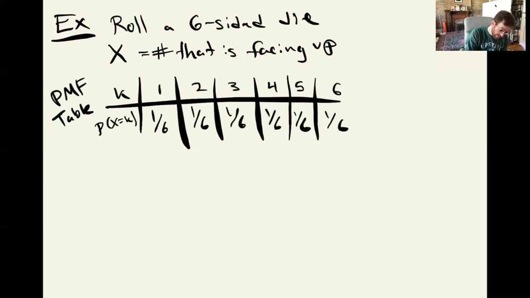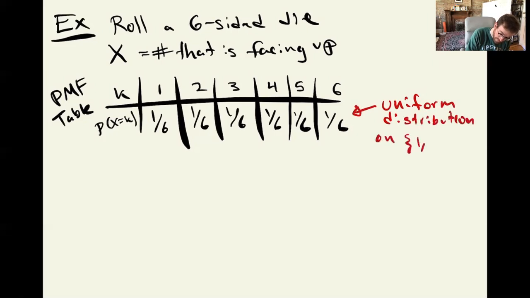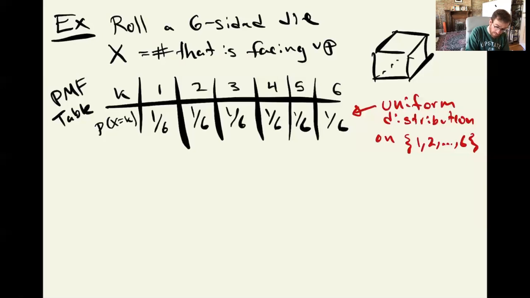So this is also sometimes called the uniform distribution on 1, 2 through 6. And again, this is just the product of rolling my die and the question of how many dots are on each side, and so on and so forth.